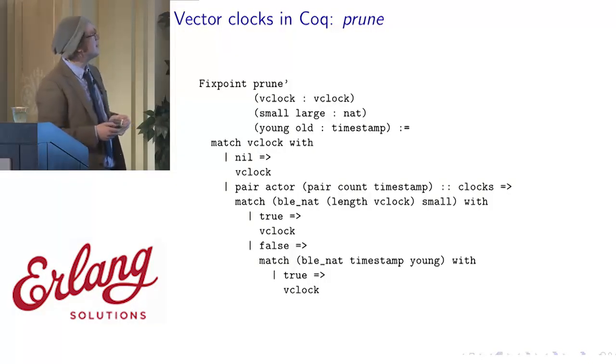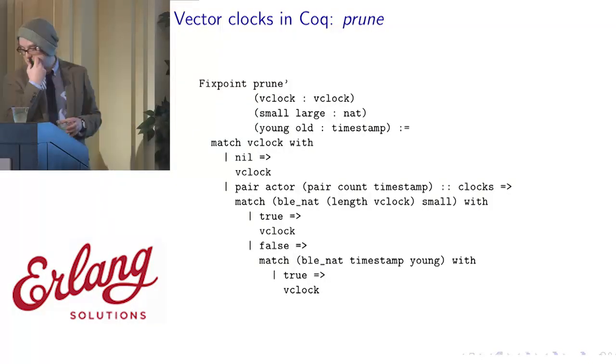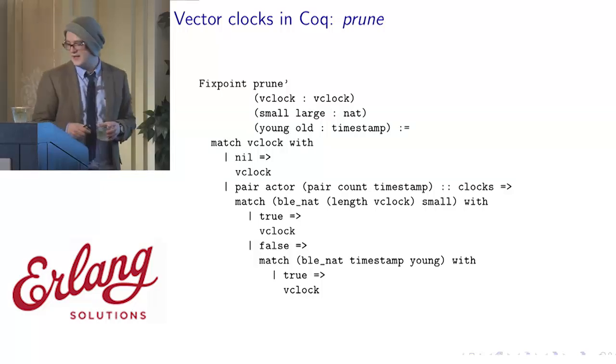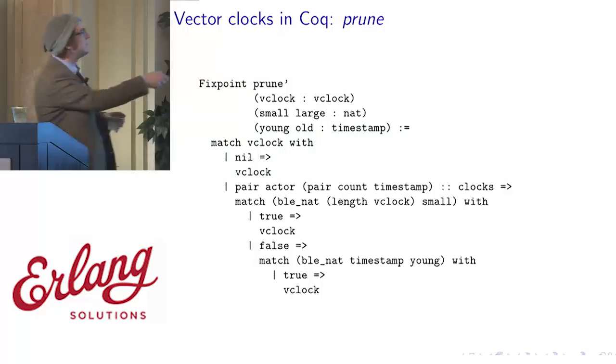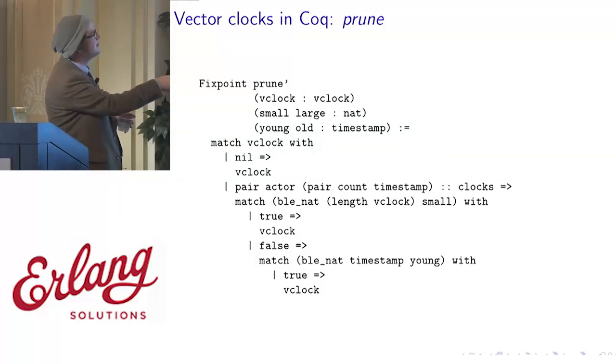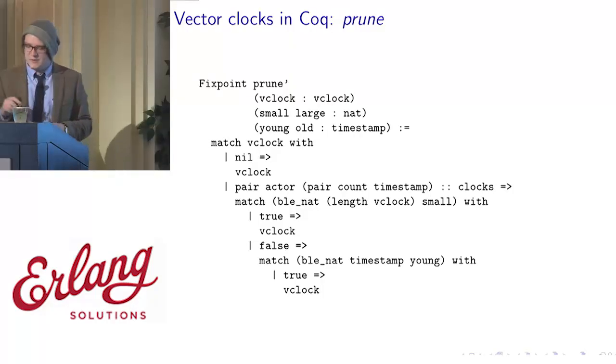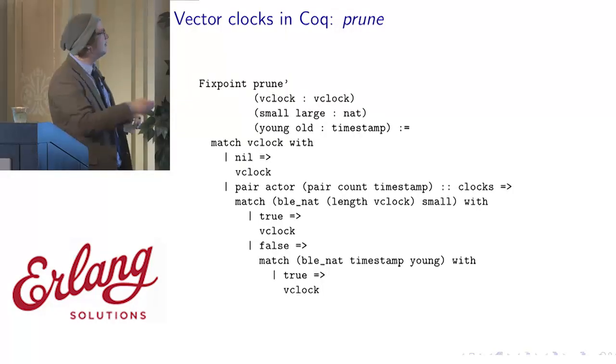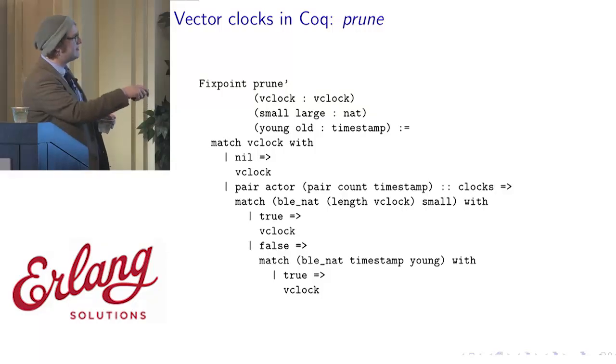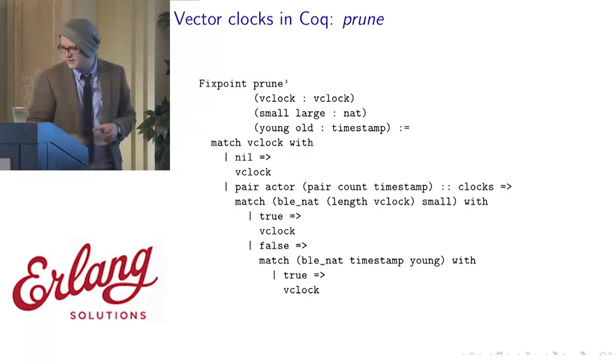Pruning is interesting as well. So pruning is a fixed point. This is just a recursive function that takes a vClock and then it takes timestamps. So this is actually a typo; this should say timestamp here. But timestamp and nat are the same type, so it does work. Small, large, young, and old. We'll see why this is problematic shortly. But again, you have the same pattern here. We have to destructure the things, just apply lengths, and we destructure on the vClock as a list. You have a nil constructor, and you have a cons constructor, which I've left off, but it's basically very similar.